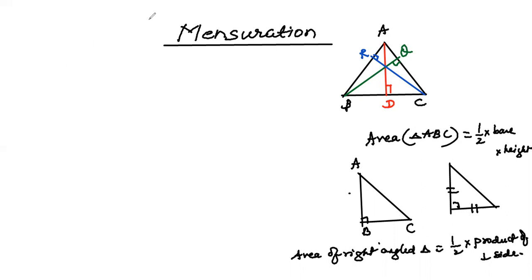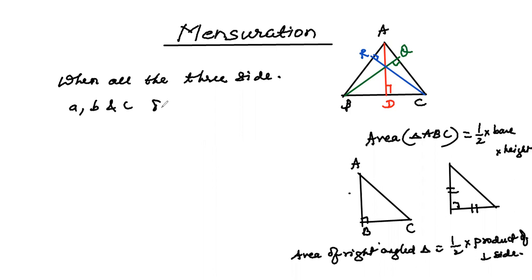Okay. Then comes one more formula, when all three sides are given. When all three sides A, B, and C of triangle ABC are known.